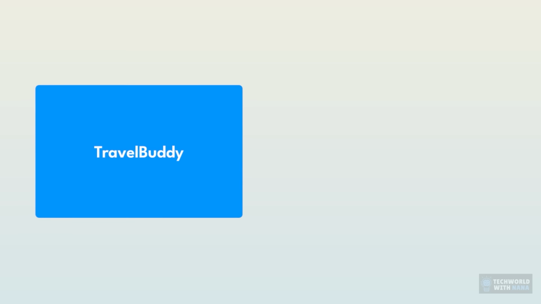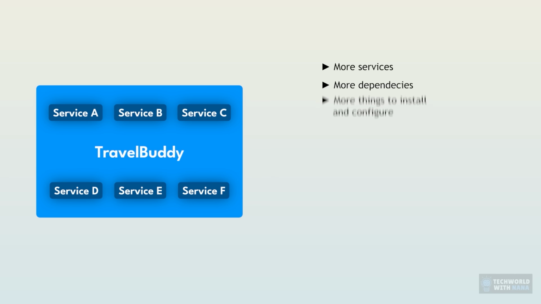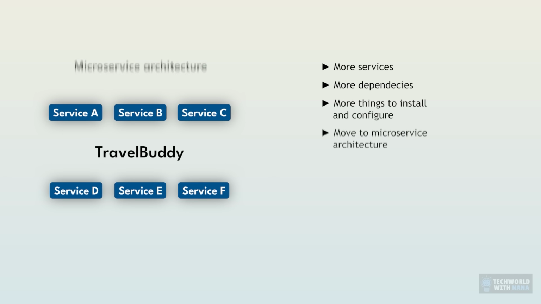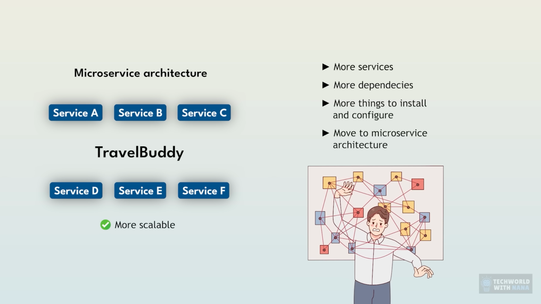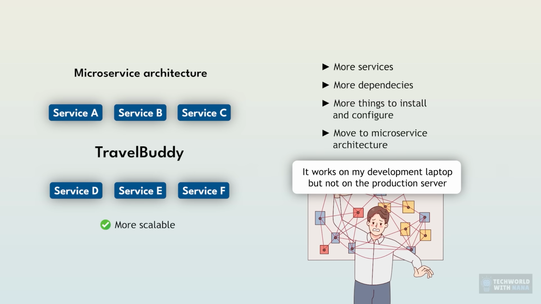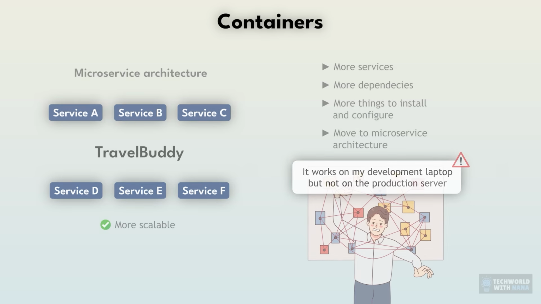As TravlBuddy grows, our application becomes more complex. So we have more services, more dependencies, more things to install and configure, and we also move to a microservices architecture to make our application more scalable. And managing our deployments is becoming more and more complex. We're increasingly running into "it works on my development laptop, but not on the production server" issues. And this is where containers solve our problem.